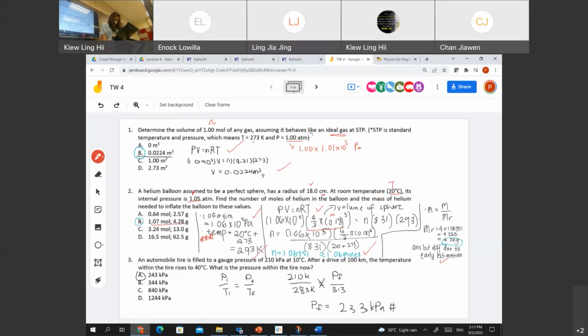Third question. This one is the same as your lecture notes, but now you're asked to find the gauge pressure. What is the gauge pressure within the tire? Given at 10 degrees Celsius, your P1 is 210 kilopascal, and at temperature 2, which is 40 degrees Celsius, the final temperature.